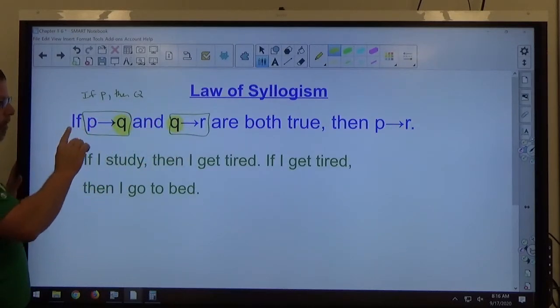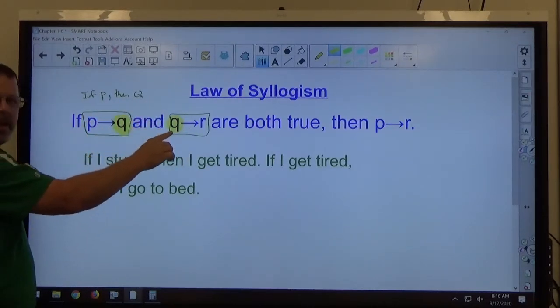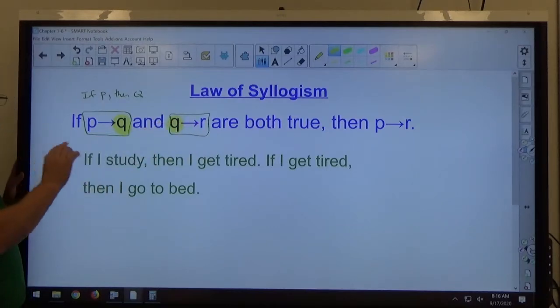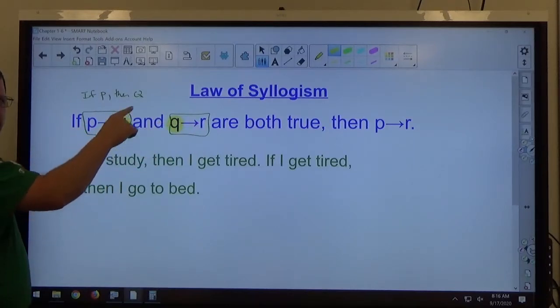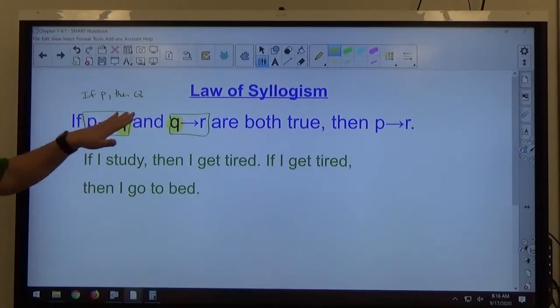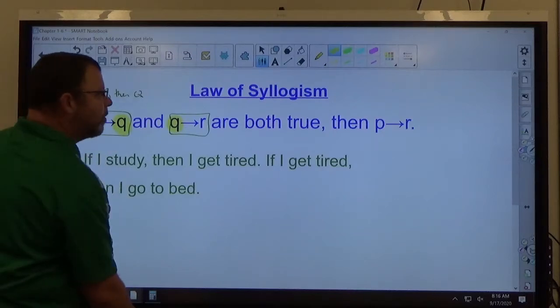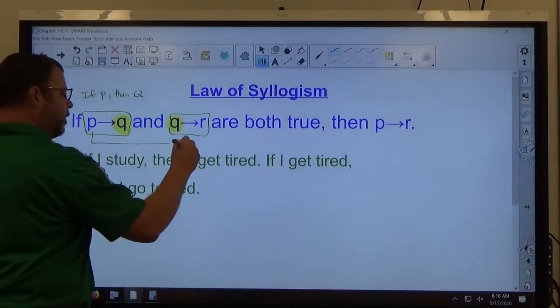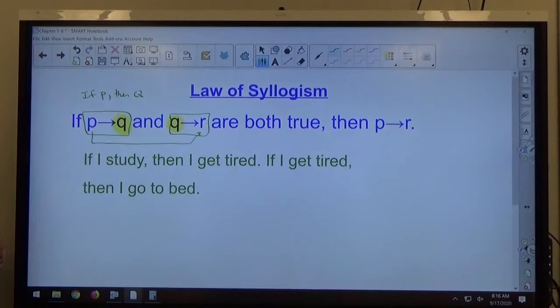If you have an if that leads to a then, and that same then leads to another then, a conclusion matches a hypothesis. That's what we're looking for. So that's the order we should consider these things in. If both of these things are true, we can logically conclude that P goes to R. That's the law of syllogism.